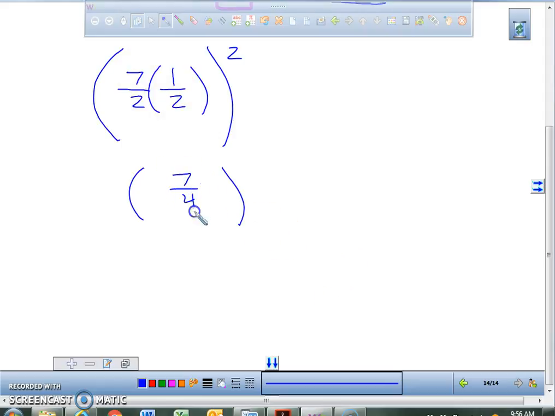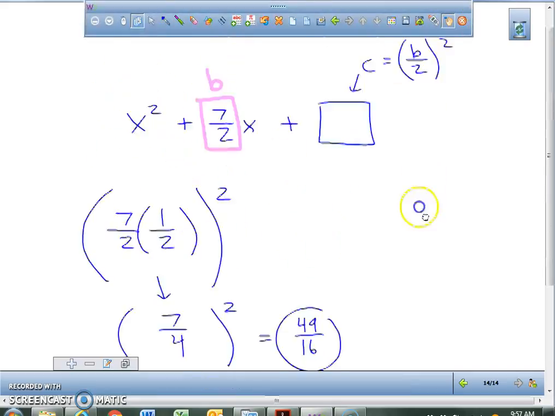Thank you for answering my question and not jumping to the next part. What do we have to do after we get 7 over 4? We have to take the square root. Not take the square root of it. We have to square it. So what's 7 times 7? 49 over 16. And 4 times 4 is 16. So if I say, what's half of 7 over 2? It is 7 over 4. What's 7 over 4 squared?